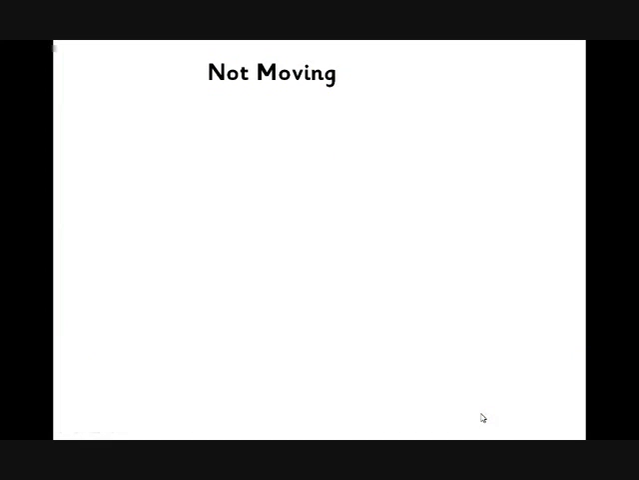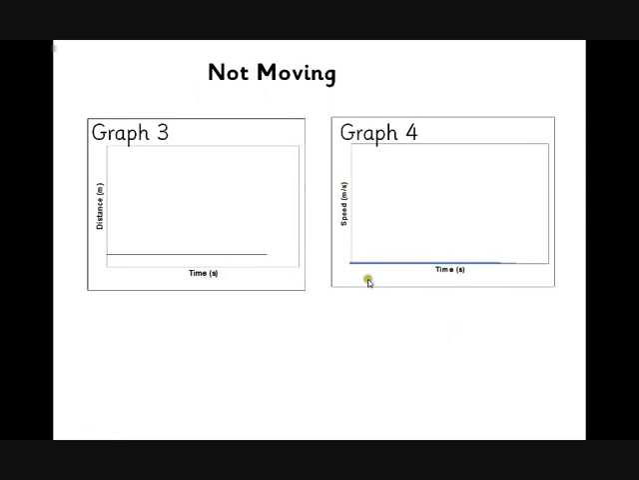So let's just put our graphs together. Now we've looked at speed time and distance time graph. If you are not moving, then these two graphs, the distance time first, this line is showing an object not moving because the distance is staying the same. As time goes on, the distance doesn't change.